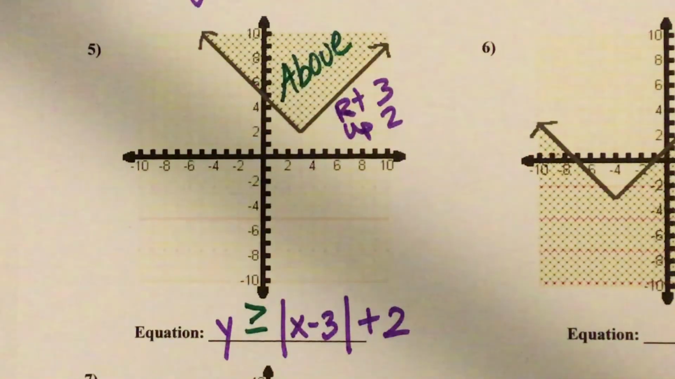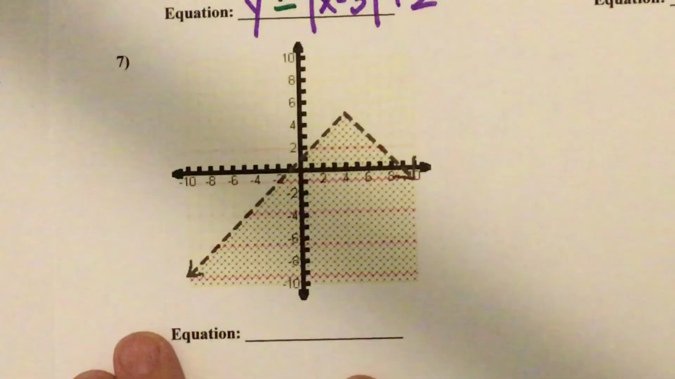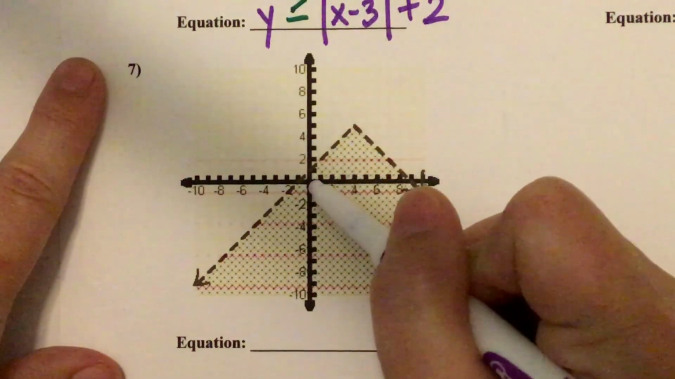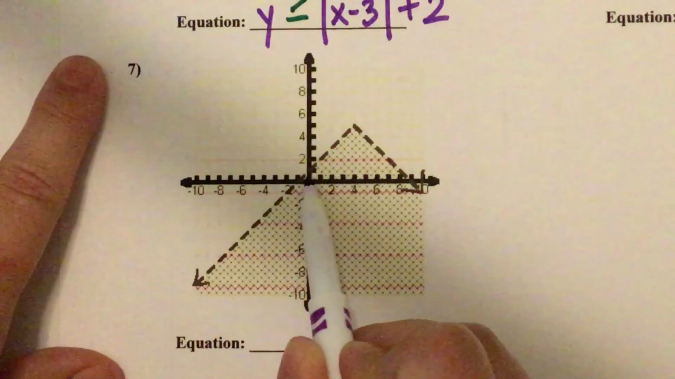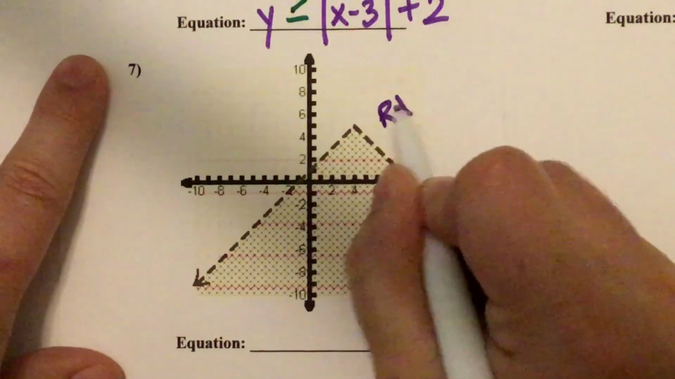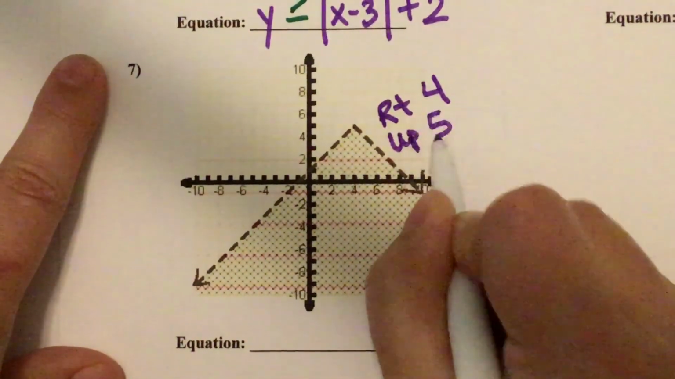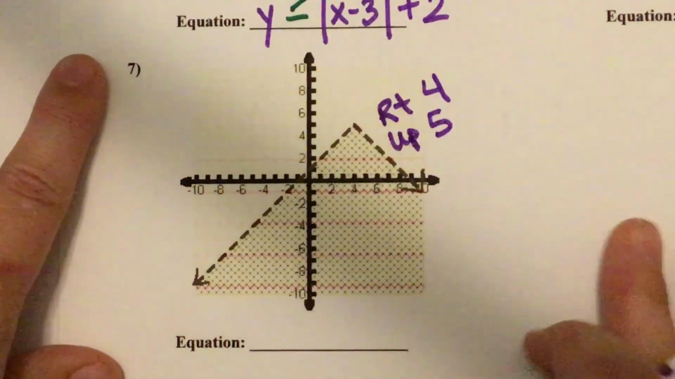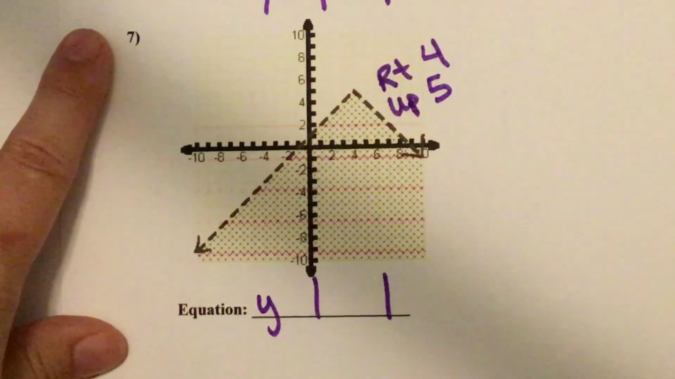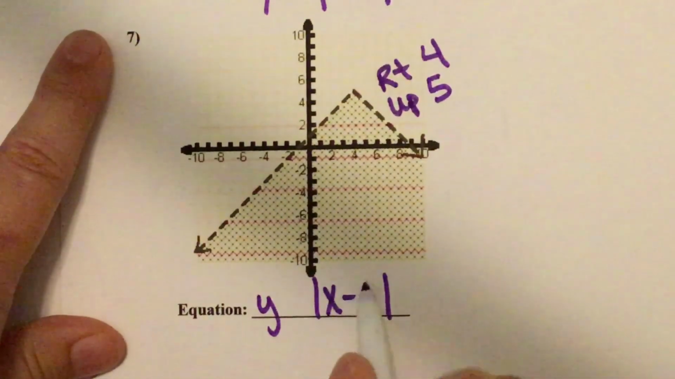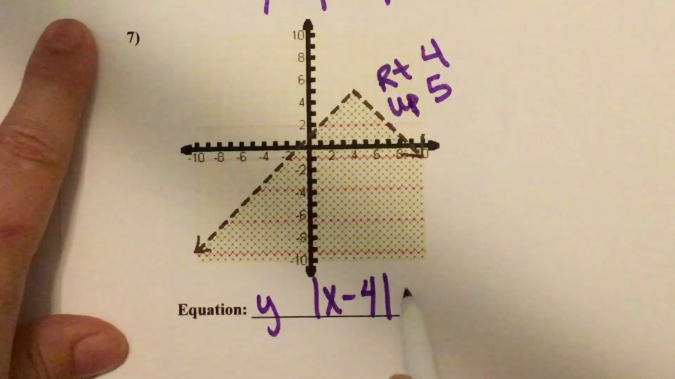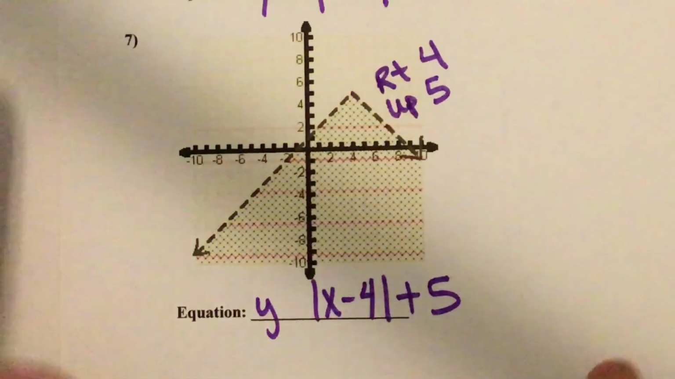All right, let's just hop down to number 7. How did our vertex get here from 0, 0? It went right 4 and up 5. And hopefully you can see that for yourselves. Okay, so what do you think you'll put inside? X minus 4. That's going to make it go right 4. What do you think you're going to put in the back? +5. That's going to make it go up 5.